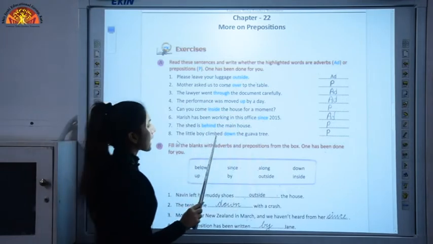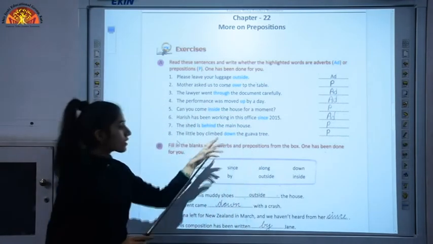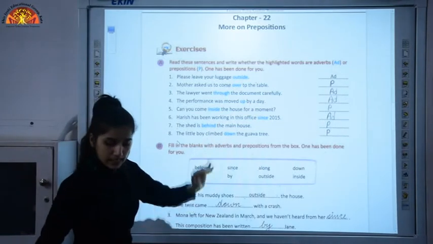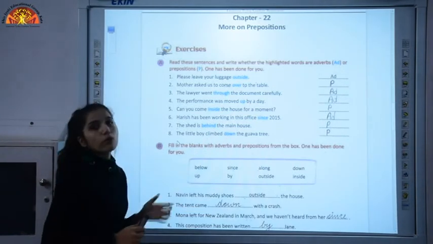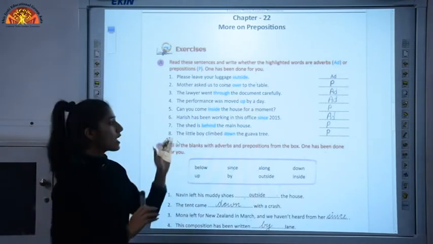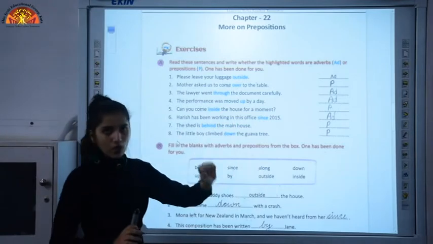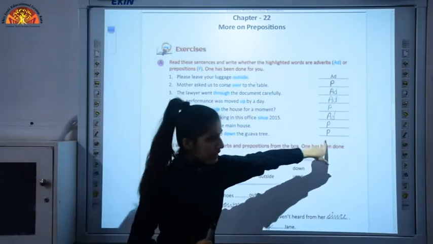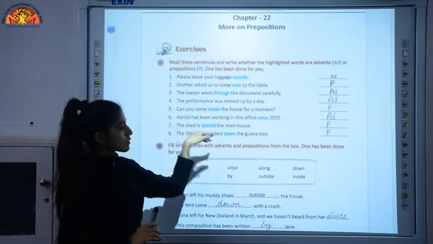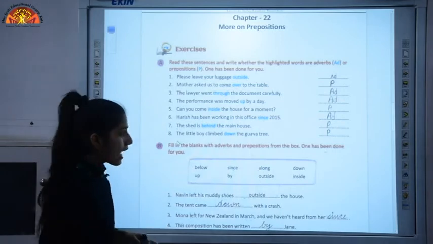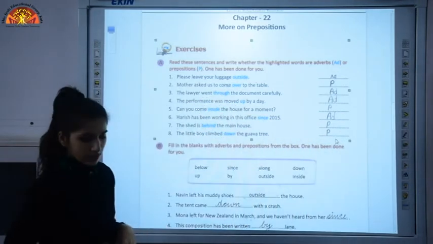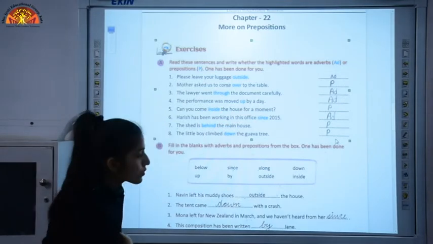So let's take the last one. The little boy climbed down the guava tree. Here you can see the highlighted word is what? Down. So is it an adverb or a preposition? According to me this is a preposition because it is showing us the position. So that is why we will write P over here, not AD, because this is not an adverb. In this way you have to solve this exercise. You can see P is written. Now let's move to the other exercise.